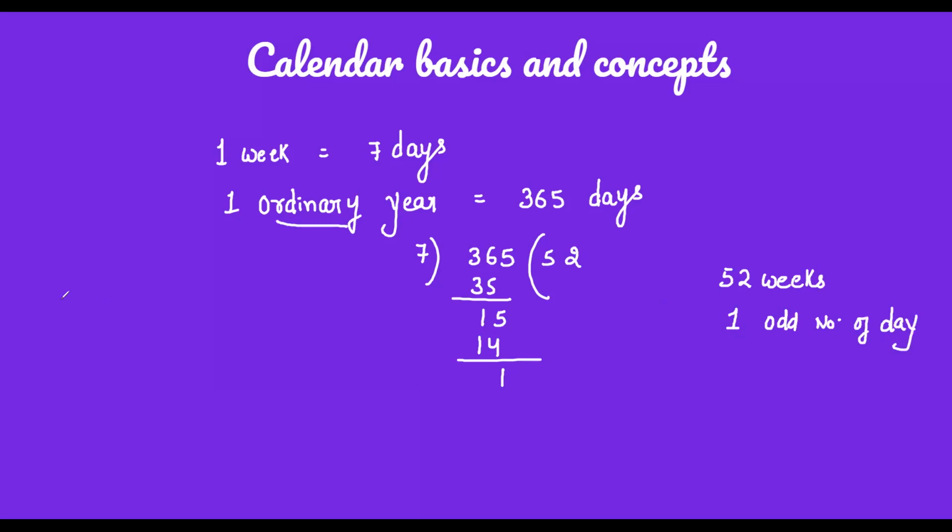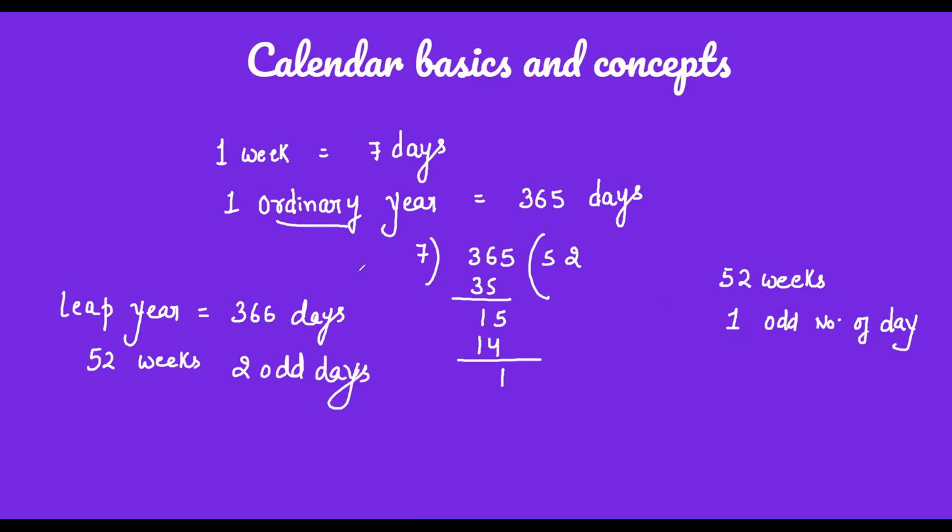But when we have a leap year, then what will happen? We have 366 days and the same 52 weeks, but 2 odd days, right? So if we are considering an ordinary year, we have one odd day, and if we are considering a leap year, then we have 2 odd days. This is the basic concept to start with.